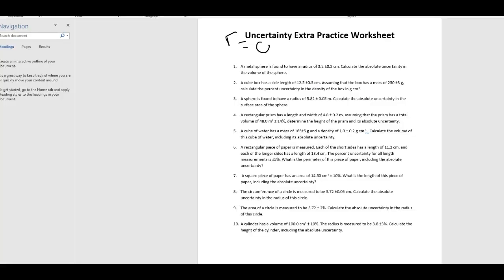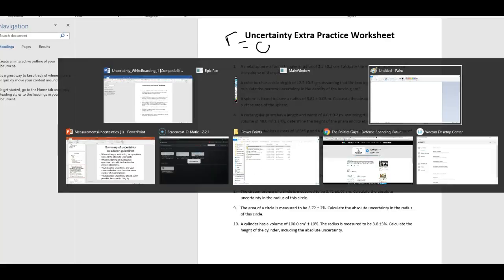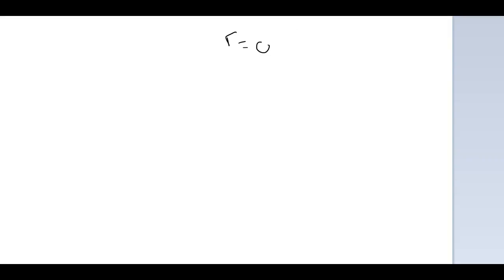First, I'm going to write down the given. R equals 3.2 plus or minus 0.2 centimeters. And I want to find the volume of the sphere, including the absolute uncertainty. Okay, so plus or minus the absolute uncertainty at the end.